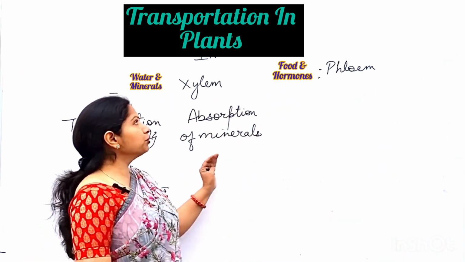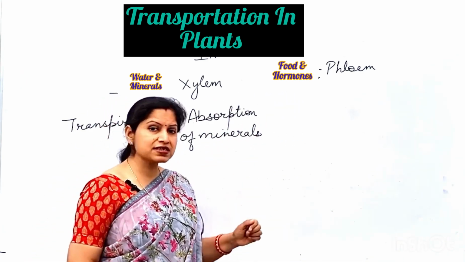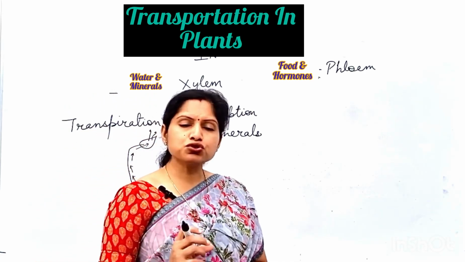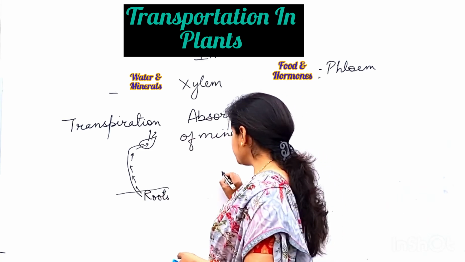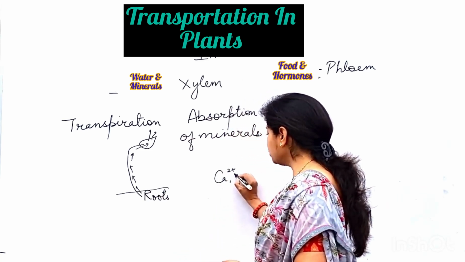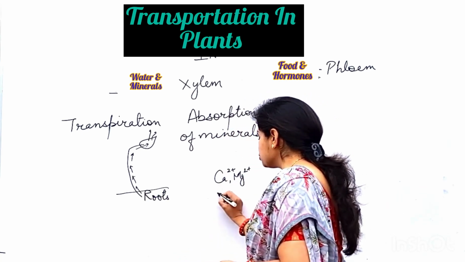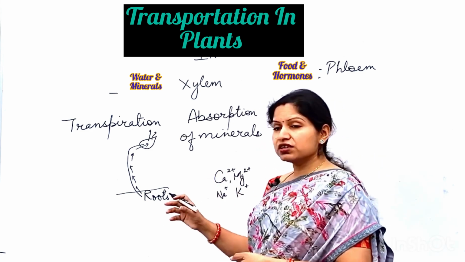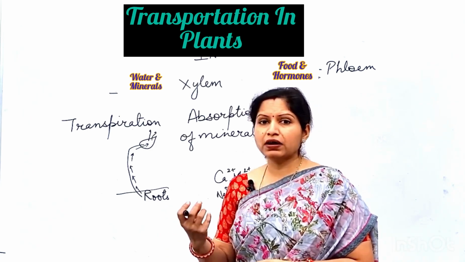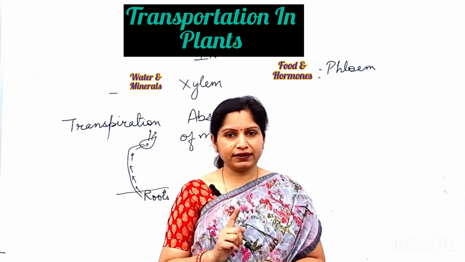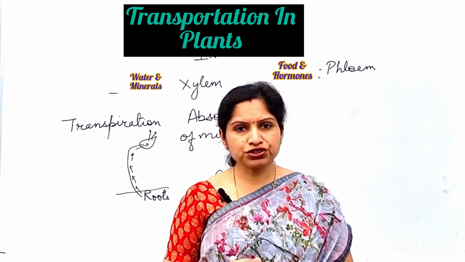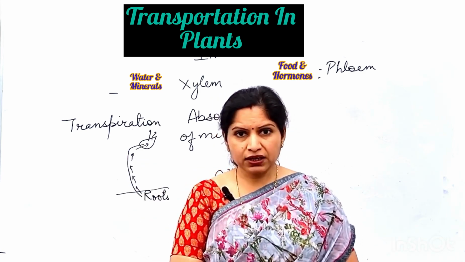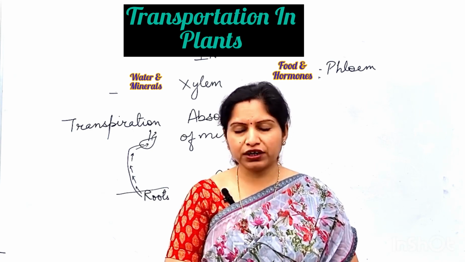The second method involved during the transportation of water and minerals is absorption of minerals by the roots. The roots absorb ions like calcium, magnesium, sodium, potassium. All these minerals, all these ions are absorbed by the roots. Now remember one thing. Wherever there is solute, water has a tendency to move towards that solute. This movement of water is known as osmotic pressure.